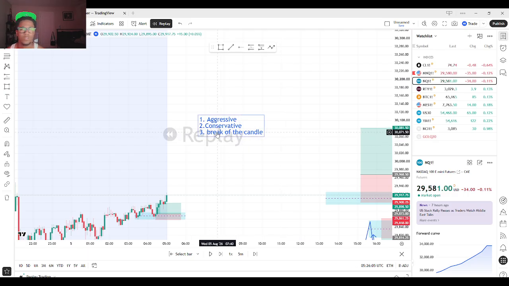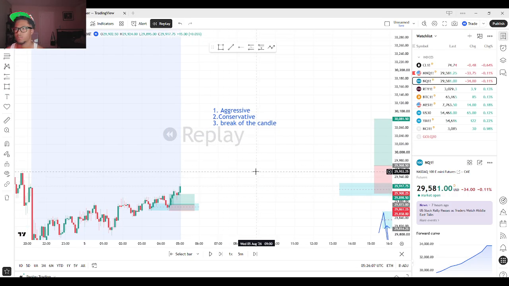And then the last one, break of the candle, like we gave an example. Candle that's digging into your zone. You want to see price break above that candle. Once it breaks above that candle, you enter the trade, put your stop loss, take profit, boom. So these are your 3 different types of entries when it comes to trading supply and demand: aggressive, conservative, and break of the candle.